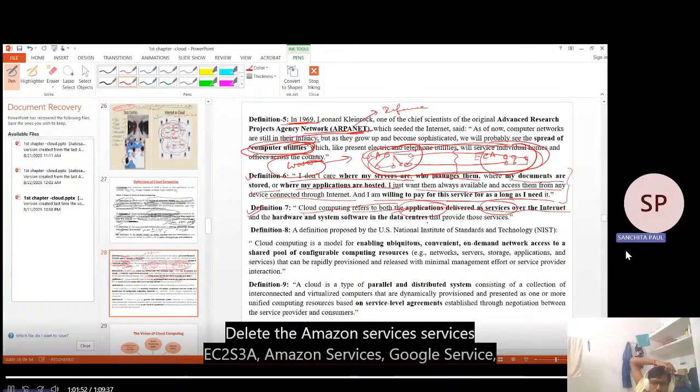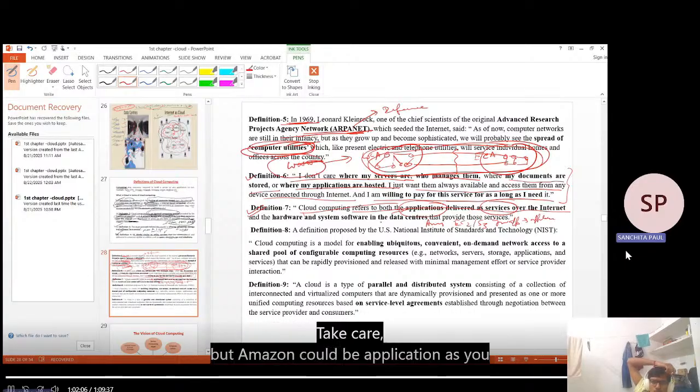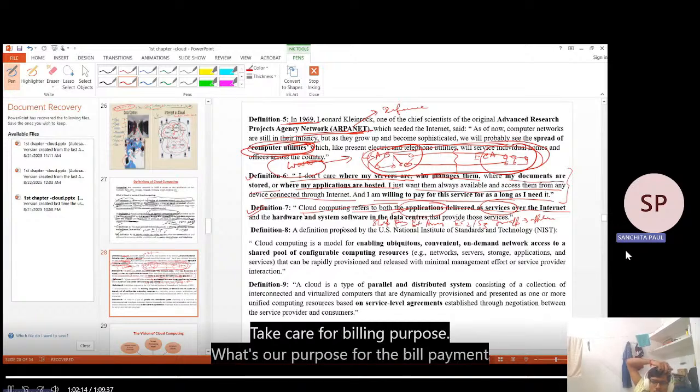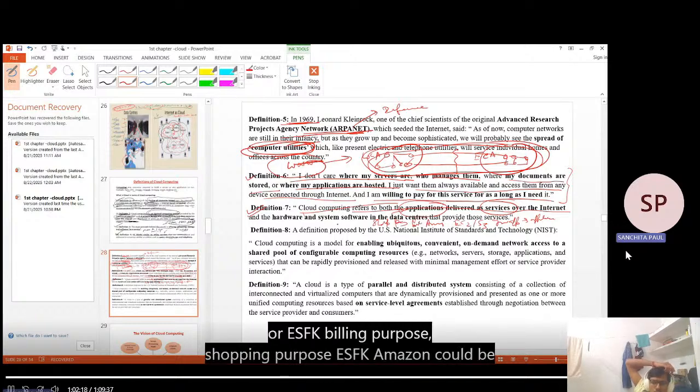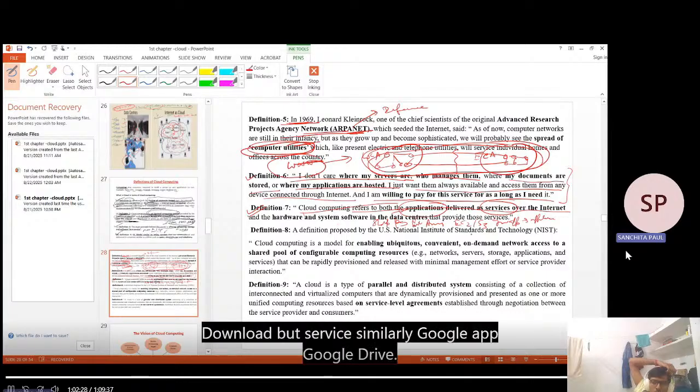तो Amazon का सर्विसेज क्या होता है? सर्विसेज हो गया EC2, S3, ये अमेजन का सर्विस है. गूगल का सर्विस क्या है? गूगल ऐप इंजन नाम ही है, तो गूगल एप्लीकेशन सर्विस प्रोवाइडर है. ठीक है. बट अमेजन का भी एप्लीकेशन है जो हम लोग यूज करते हैं फॉर शॉपिंग पर्पस, फॉर पेइंग पर्पस, फॉर बिलिंग पर्पस, फॉर बिल पेमेंट. इन सब के लिए हम लोग अमेजन का भी एप्लीकेशन यूज करते हैं. तो उसके लिए हम लोग डाउनलोड करके कर सकते हैं, बट सर्विस यूज करने के लिए उसको हम लोग पैसा देके उसके सर्विस को यूज करते हैं, और जब हमारा काम खत्म हो जाता है हम उसको बैक कर देते हैं.